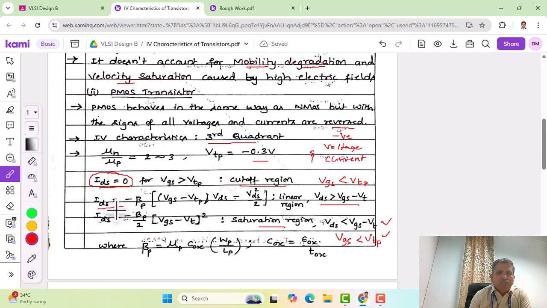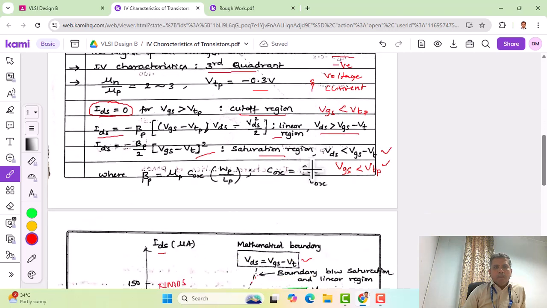The current that flows in the saturation region is IDS, the drain to source current, equals minus beta P by 2 into VGS minus VT whole square. The expression remains the same, similar to that of the NMOS transistor. So these are the various current equations for cutoff, linear and saturation region. Now let us draw the characteristics for the PMOS transistor.